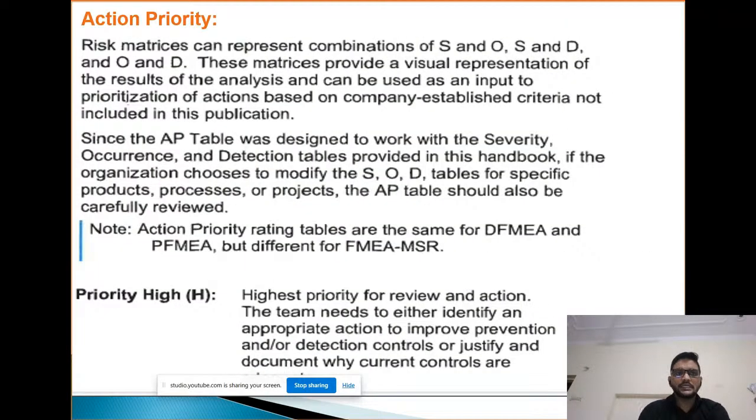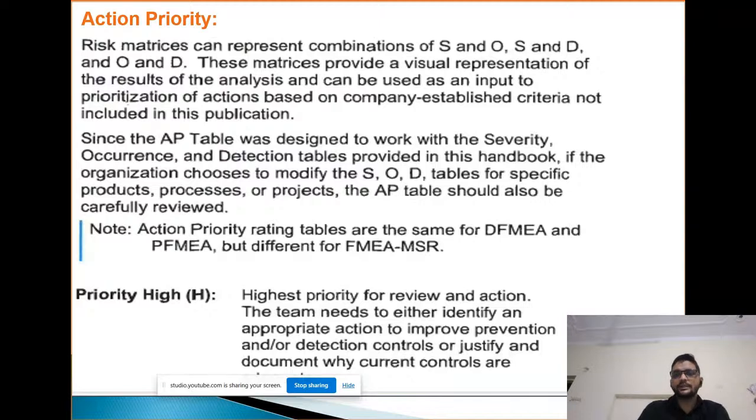Now, since the action priority table was designed to work on the severity, occurrence, and detection tables provided in this handbook, if the organization chooses to modify the SOD tables for a specific product, process, or project, the action priority table should also be carefully reviewed. Action priority tables are the same for DFMEA and PFMEA, but different for FMEA-MSR.